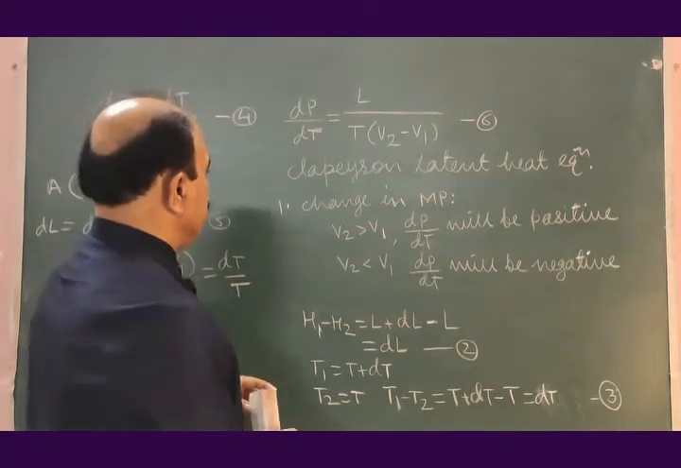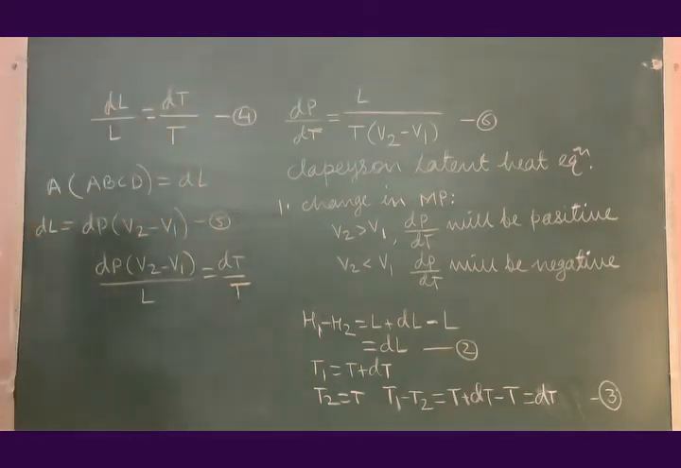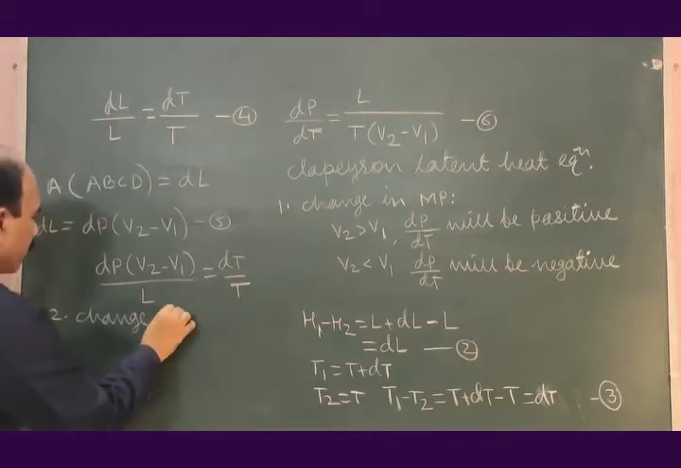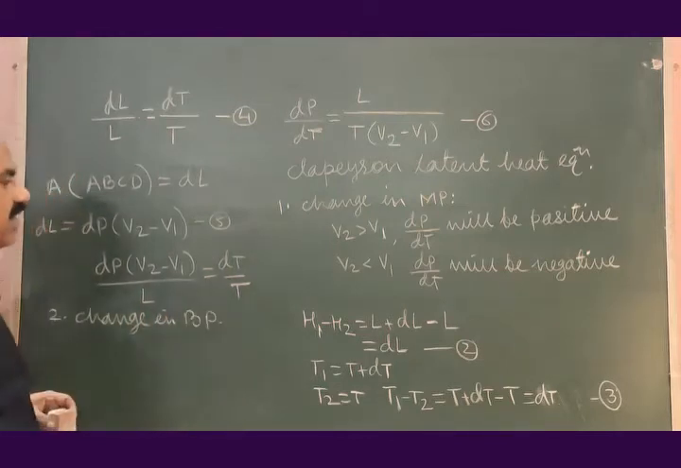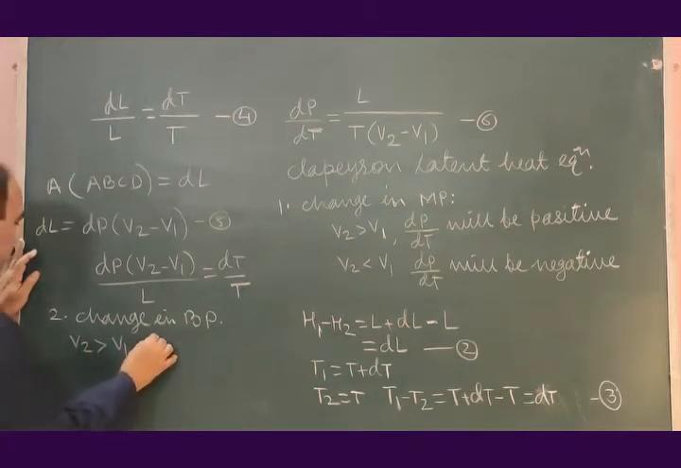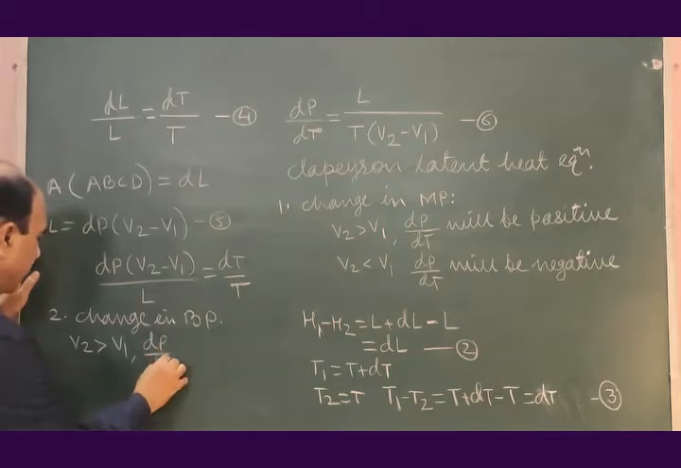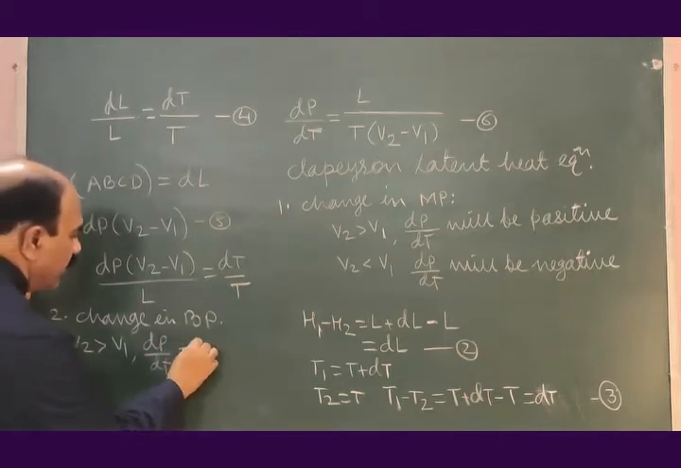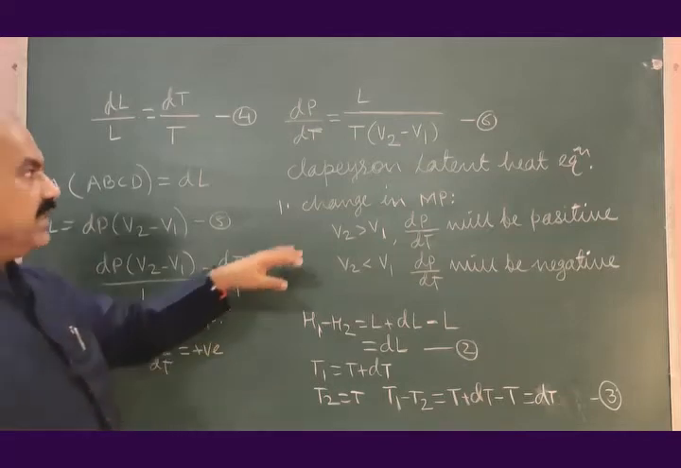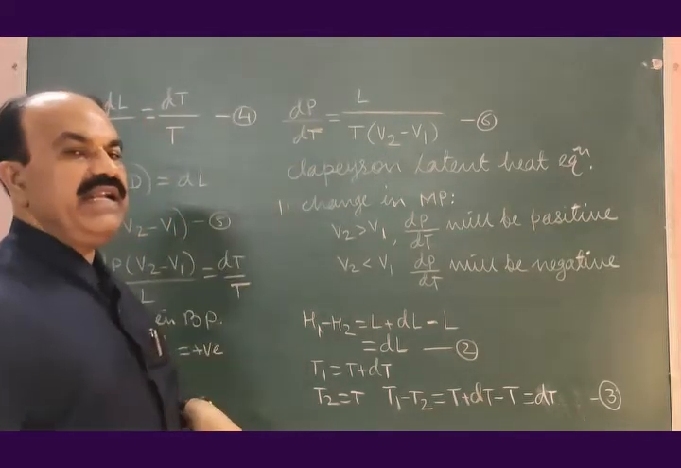The next one is change in boiling point. First case, if V2 is greater than V1, dP by dT will be positive. If V2 is greater than V1, this will be positive, so dP by dT will be positive.